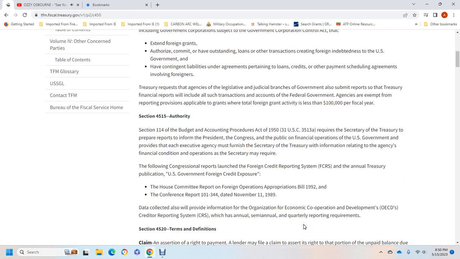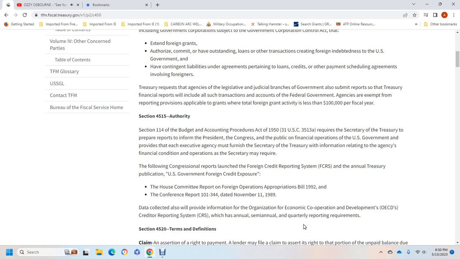Section 4515, Authorities. Section 111.4 of the Budget and Accounting Procedures Act of 1950 requires the Secretary of the Treasury to prepare reports and to inform the Congress and the public of the financial operations of the U.S. government. Executive agencies must furnish the Secretary of the Treasury with information relating to the agency's financial condition and operations.